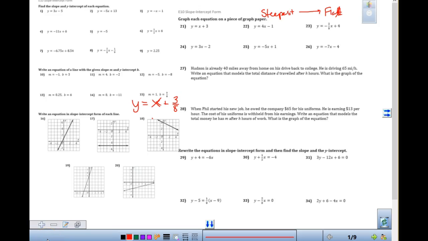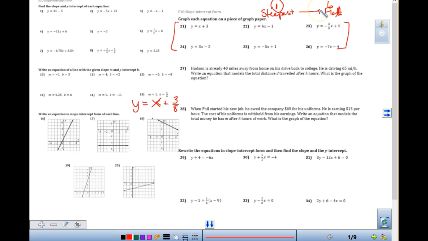The M or the B? The M, right? M is our steepness. So in each of these equations, you are going to number them from the steepest one being 1. We did not graph these, right, on the back. 21 to 24 to 26. 1 is the steepest, and 6 will be our flattest one.